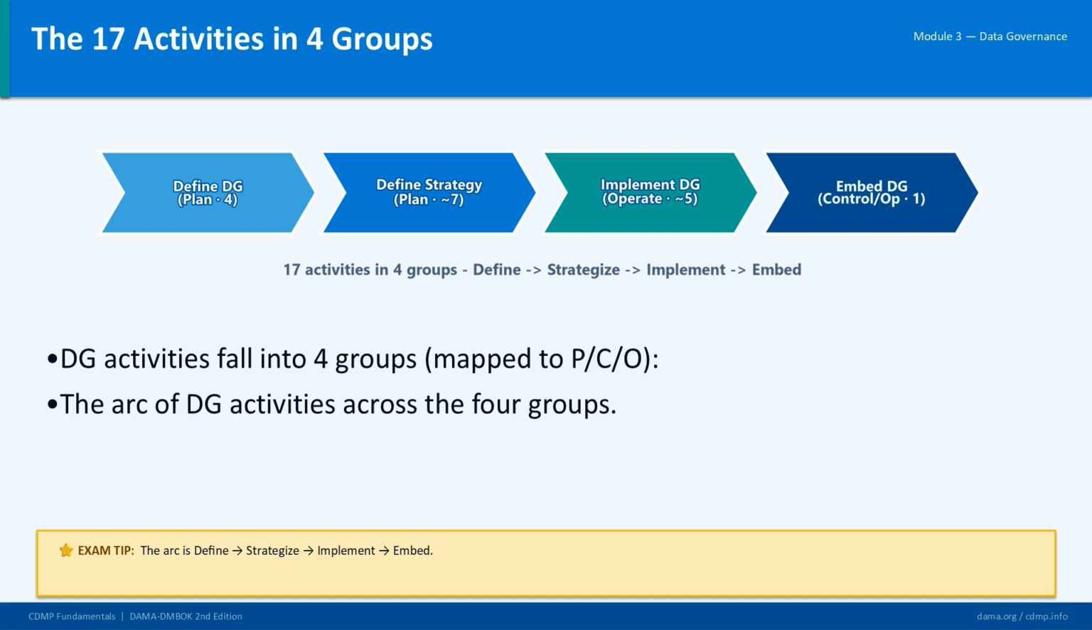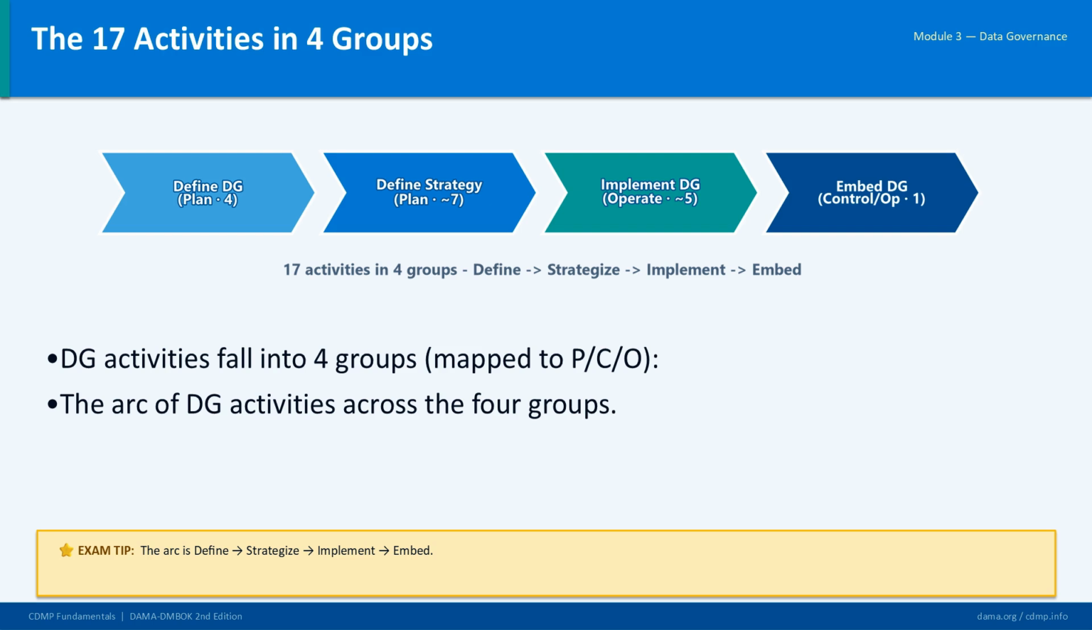The DMBOK organizes data governance into 17 activities across 4 groups, and rather than memorizing all 17, I want you to remember the arc of the 4 groups shown on screen. Group 1 is define data governance for the organization, a planning group covering defining DG, doing a readiness assessment, performing discovery and business alignment, and developing organizational touchpoints.